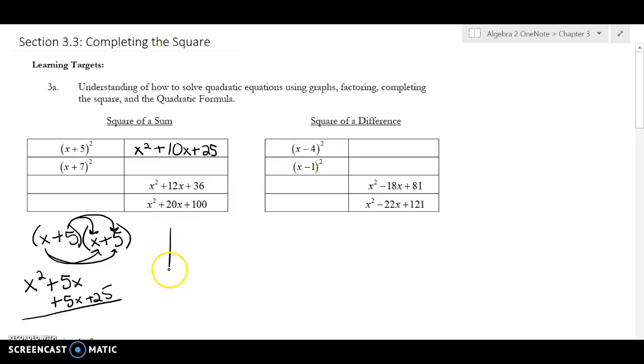Another great way to see it is by actually drawing a square. And this is a Punnett square, so I have x with a positive 5 and x with a positive 5. This box right here is made up of x and x, which is x squared. This box here is made up of the 5 and the x, so that's 5x. This box right here is made up of 5 and x, so it's 5x. And then this one here is made up of 5 and 5, which is 25.